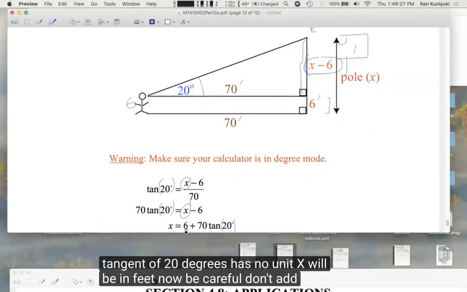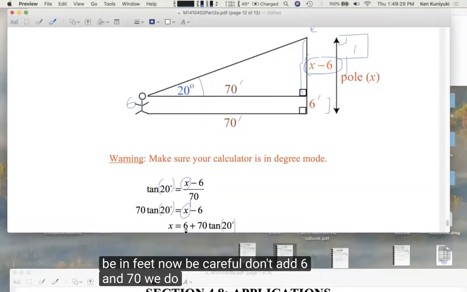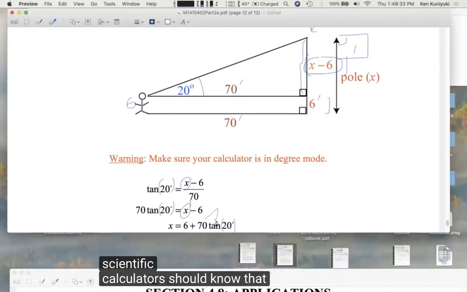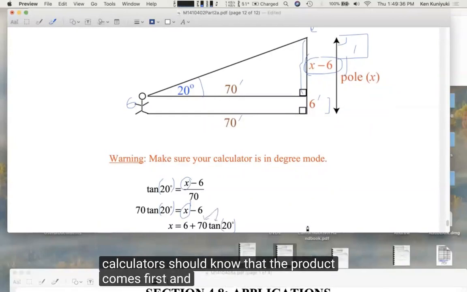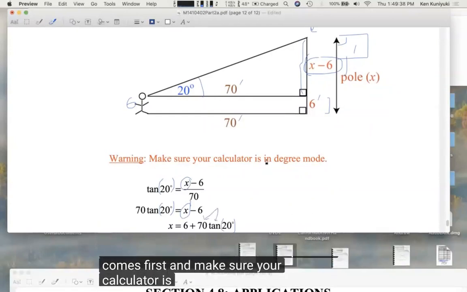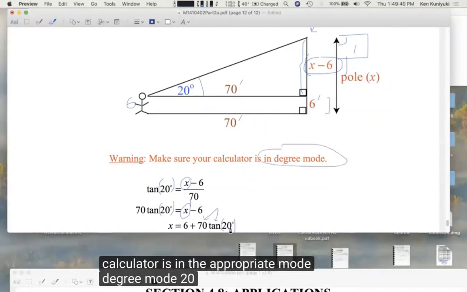Now be careful, don't add 6 and 70. We do not get 76 here. A scientific calculator should know that the product comes first. And make sure your calculator is in the appropriate mode, degree mode. 20 is in degrees. So make sure you're in degree mode.